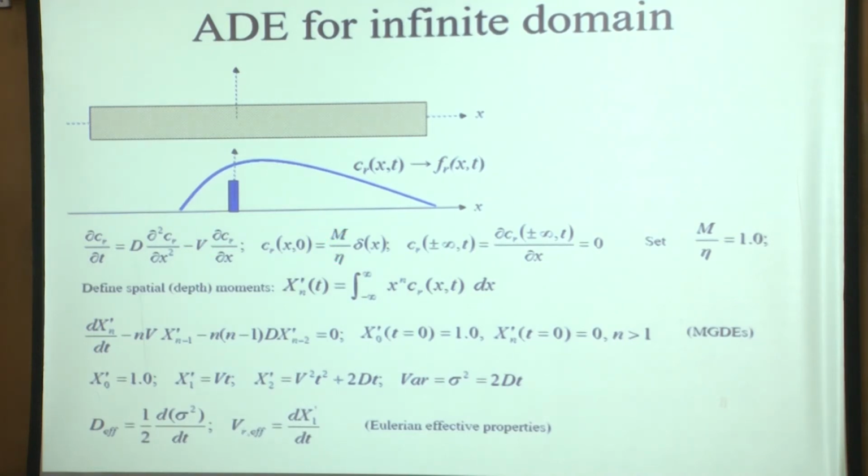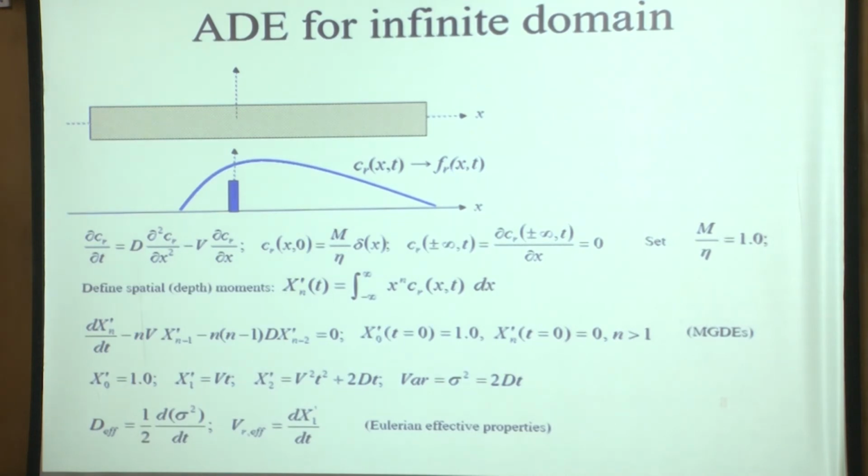I divided by the total porosity, assuming it's completely saturated, for this to work out as a concentration. And then at plus and minus infinity, everything is 0: concentration, its derivatives, and so on. So that's my problem. And then again, I'll set m over eta to 1 because I don't want to carry that everywhere. That will become my normalization constant to make this look like a PDF, just as we had m over q when we were measuring flux concentrations.